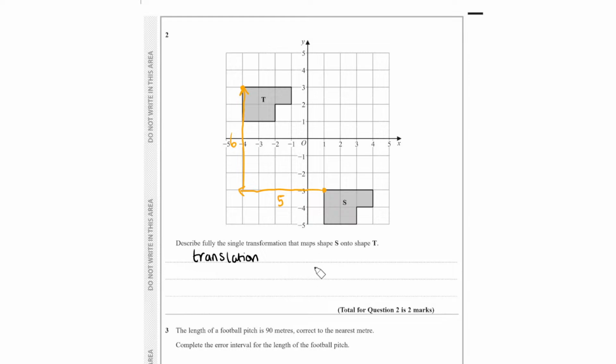So we put this in a column vector. Because we moved left, we've had to do -5 on the top number, and then because we've gone up, that is +6 on the bottom number. So that's our two pieces of information, the 2 marks.